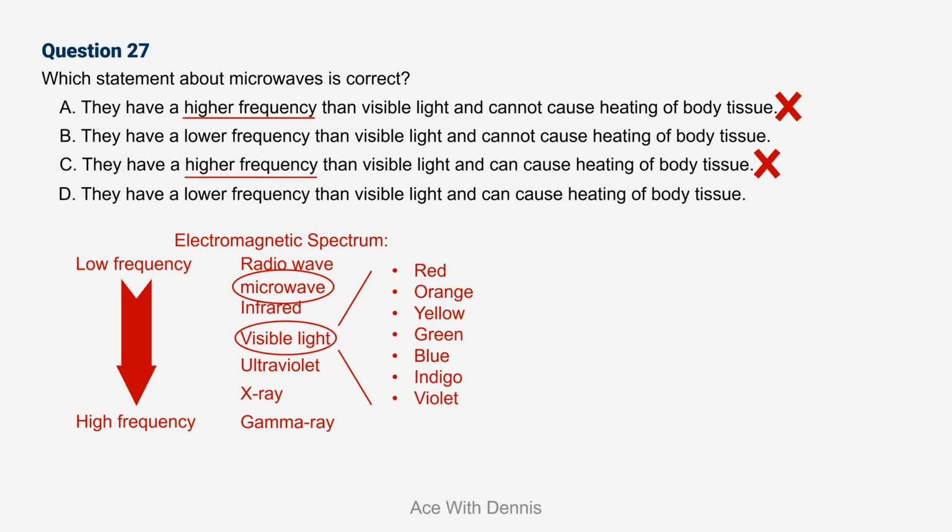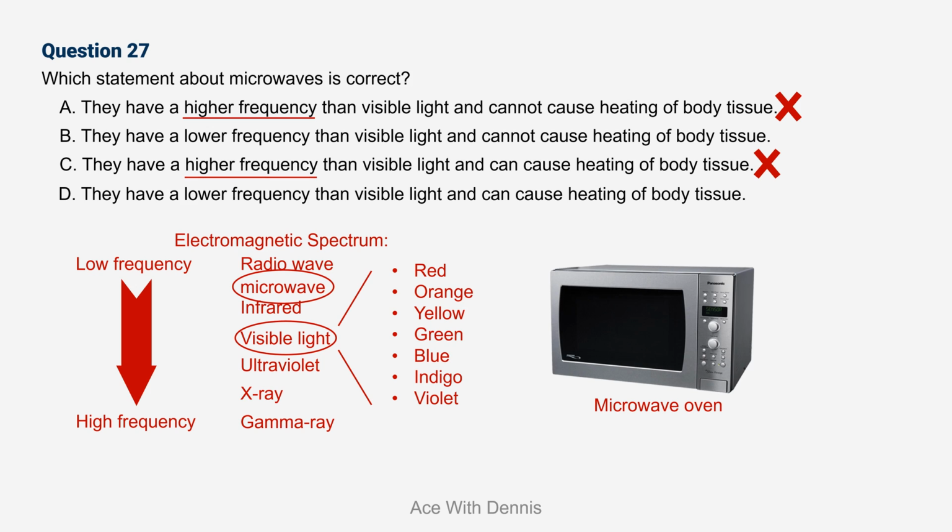Now the next part, we have to determine whether microwaves can or cannot cause heating of body tissue. Remember that microwaves are used in microwave ovens, where we use them to heat food. Therefore, microwaves can cause heating of body tissue. Then the answer will be option D.